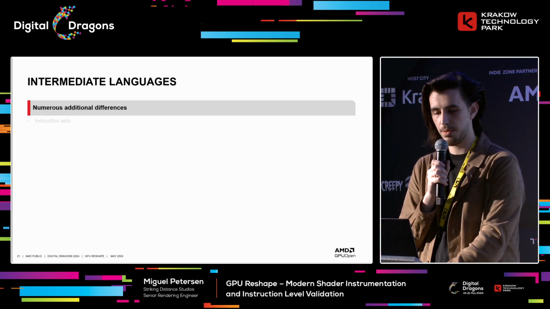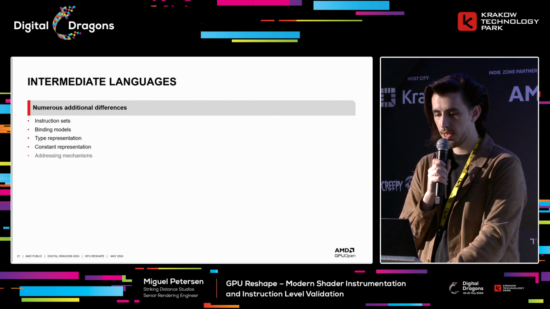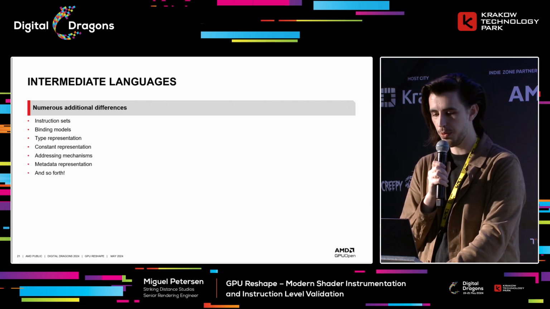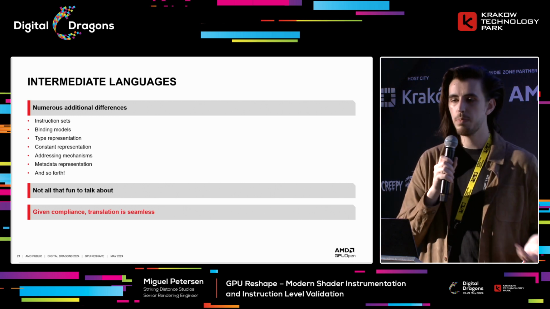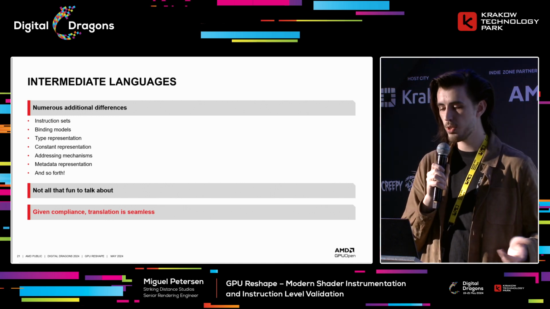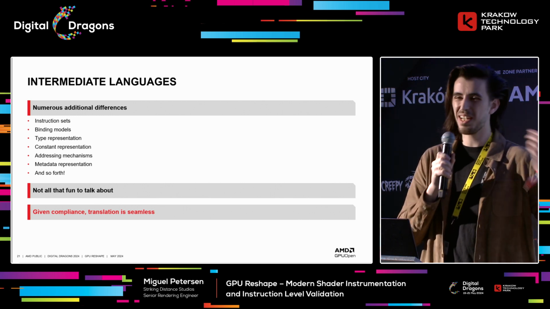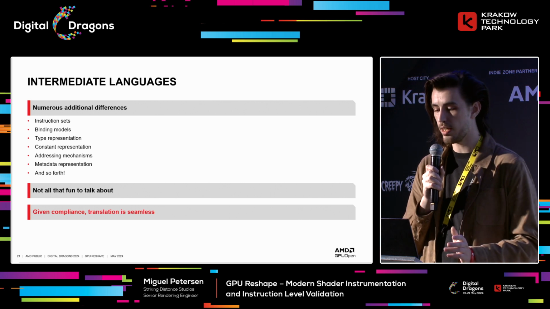And a bunch of other things. We have binding models, type representations, constants, metadata, and so forth, right? Now, personally, I love this stuff, but really the important bit is that given compliance with this backend language, translation to the associated backend IL is seamless. It'll just kind of work.